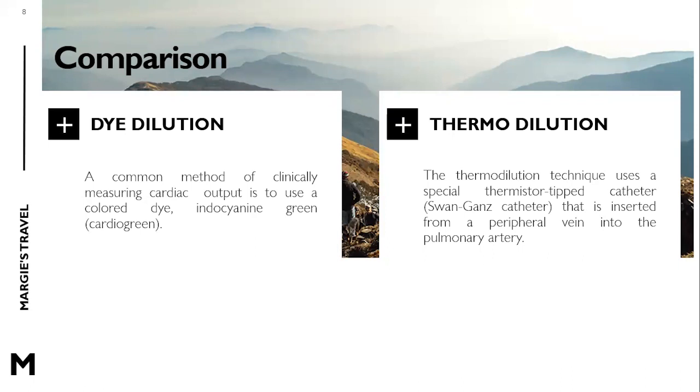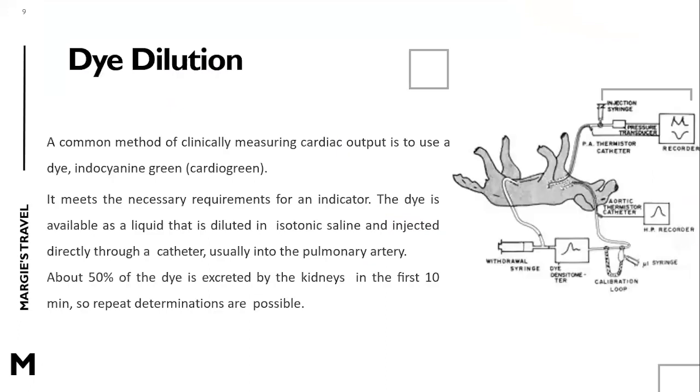So, the comparison between dye dilution and thermodilution. Dye dilution is a common method of clinically measuring cardiac output using a colored dye, indocyanine green or cardio green. The thermodilution technique uses a special thermistor tip catheter, or Swan-Ganz catheter, that is inserted from a peripheral vein into the pulmonary artery.